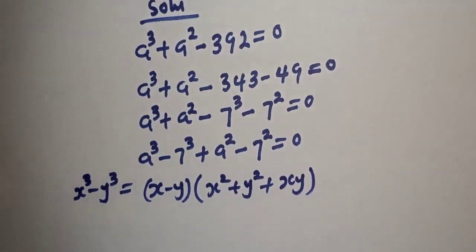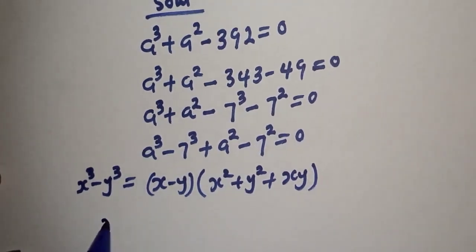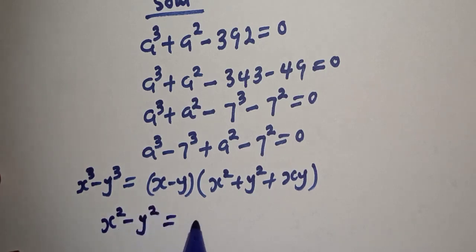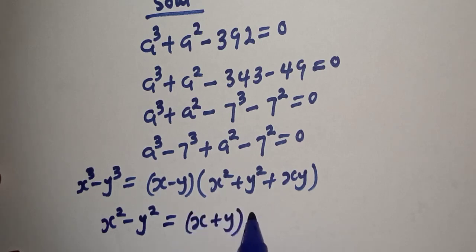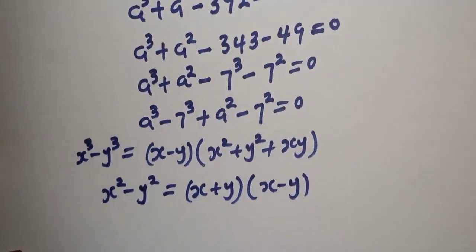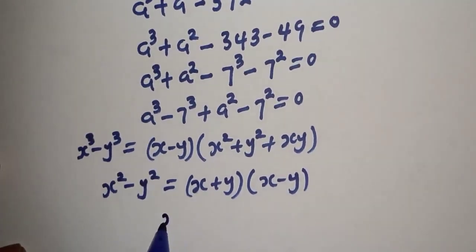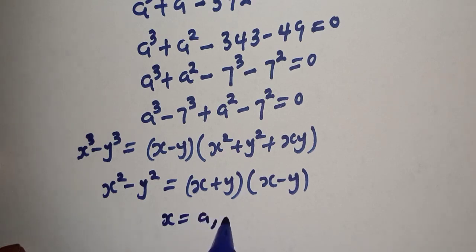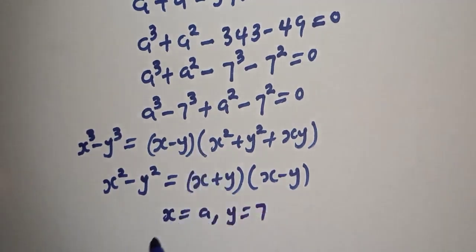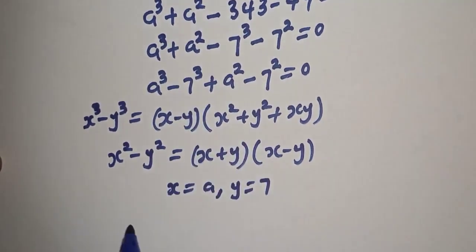And also, if you have x square minus y square, this is equal to x plus y bracket x minus y. In this case, x is equal to a and y is equal to 7. So let's substitute.